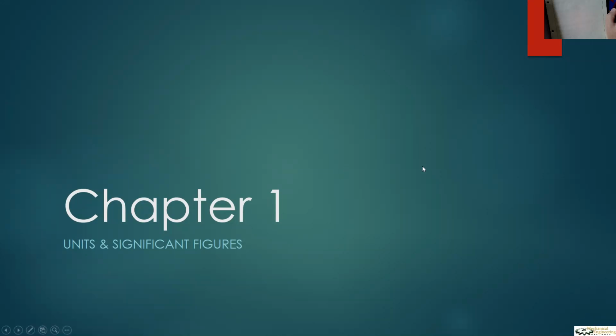This is our first chapter, chapter 1. Normally I spend only a few minutes on this in class, but it is an important chapter as it discusses the units that we'll use in the class and also the concept of significant figures.